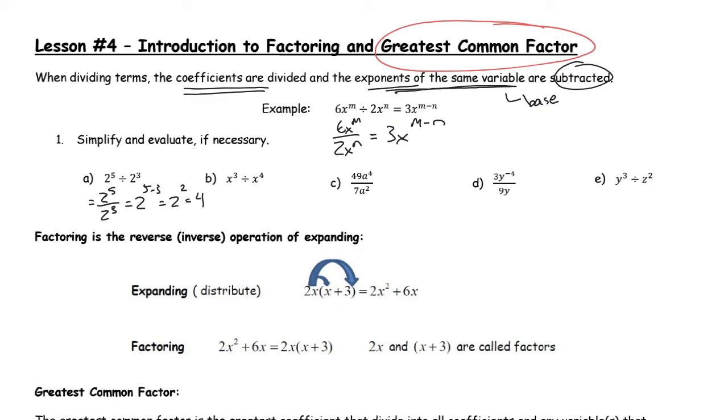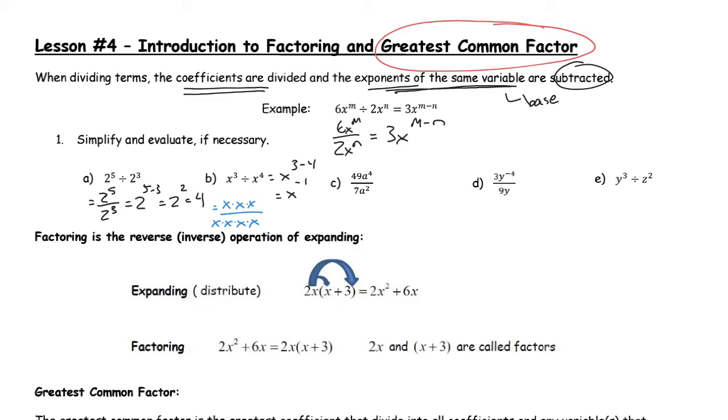Over in this next one here, we've got x cubed divided by x to the 4. So that's going to be x to the 3 minus 4, and 3 minus 4 is going to be negative 1. Now, there is another way that we could do this one, and I want to take a moment here and talk about that. I could also see this as x cubed being x times x times x, so 3 factors of x in the numerator, and then x to the 4 being x times x times x times x, 4 factors of x in the denominator.